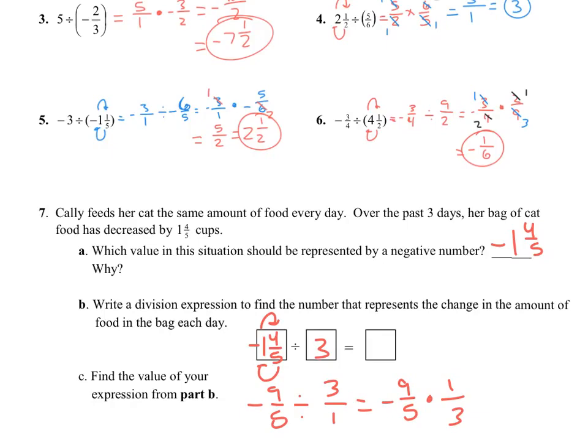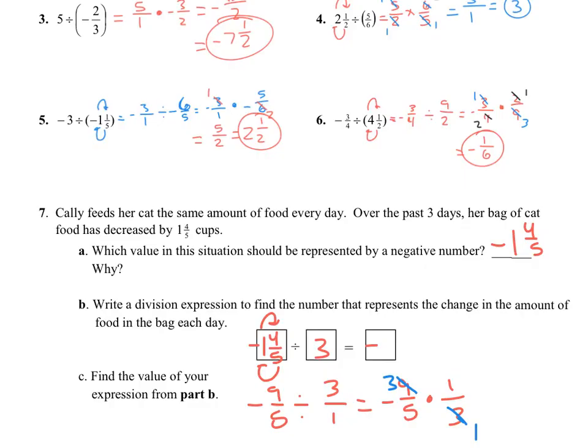At this point, can we cross cancel? Yep, we can cross cancel. So 3 will go into 3 one time. 3 will go into 9 three times. Now we have a negative times a positive. So a negative times a positive is going to be a negative answer.